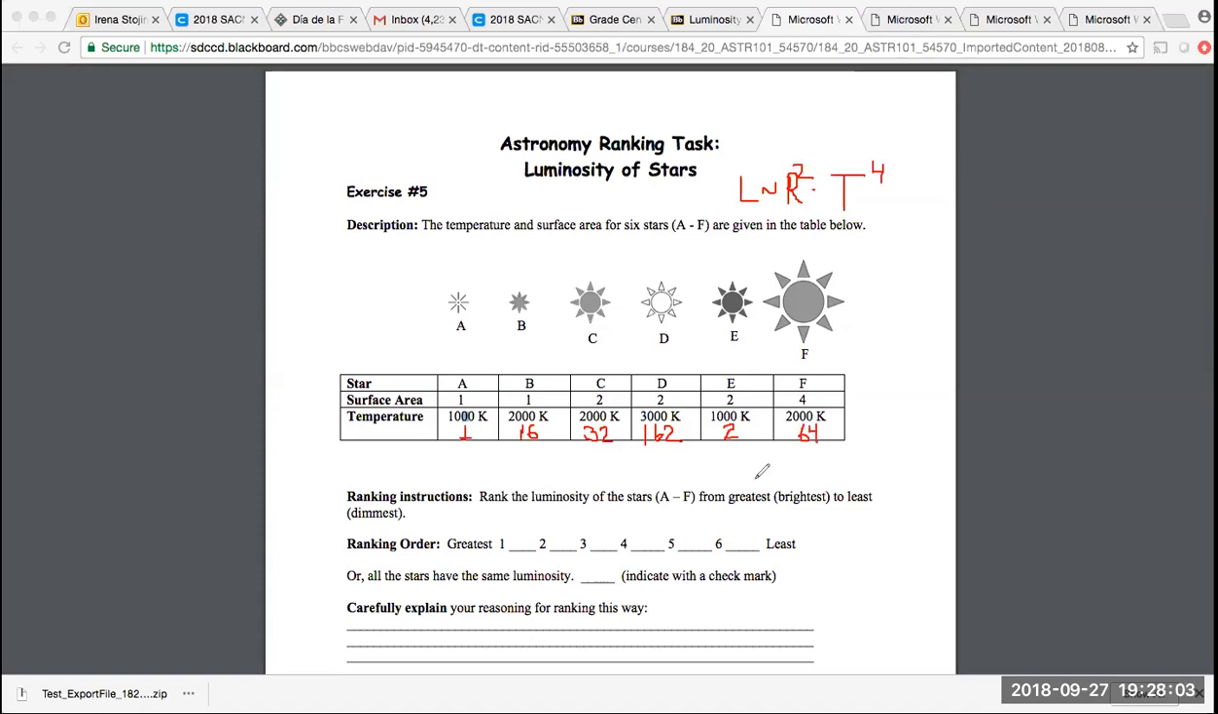So now once you did this calculation, it's easy to compare them. So it's going to be D, F, C, B, E, A. Yeah, very good. Okay, so that's the luminosity. So then what else would you like to go over?